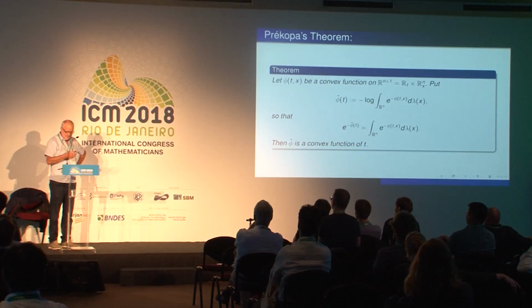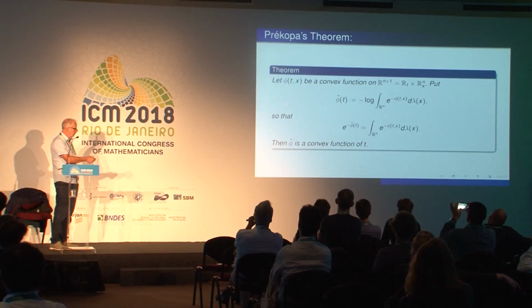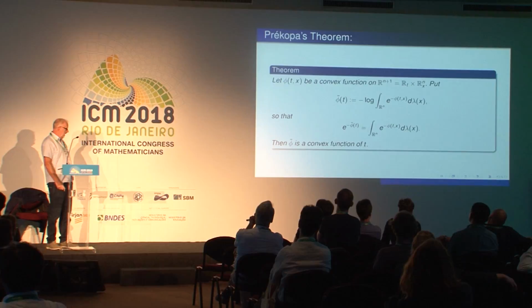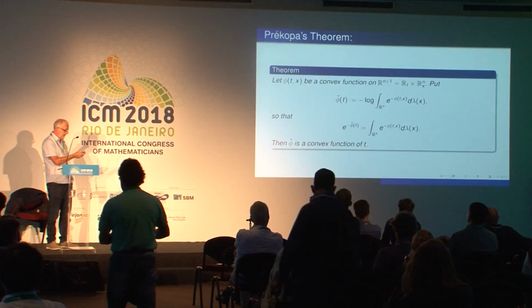So instead of a convex body in R^(n+1), I take a convex function in R^(n+1). I call that phi. So it depends on t, which is one real variable, and x, which lies in R^n. And then I take e to the minus phi, and I integrate away the x variables. So I get a number, I take the logarithm of that number, I throw in a minus sign, and that defines a new function that will now depend on t. So that's phi tilde of t.